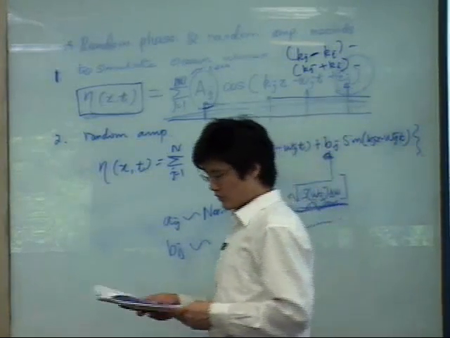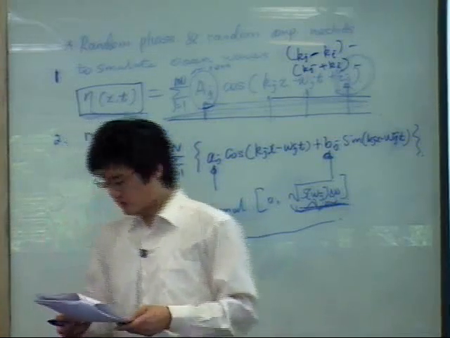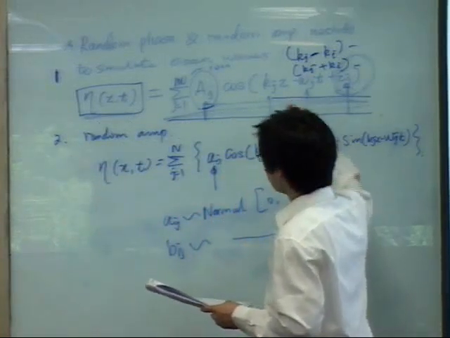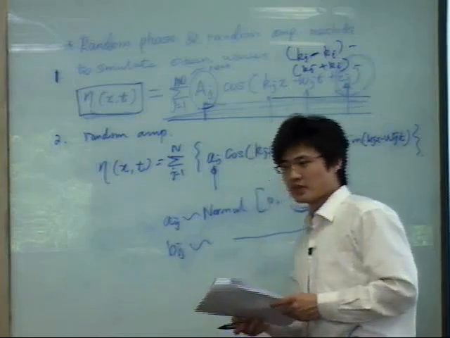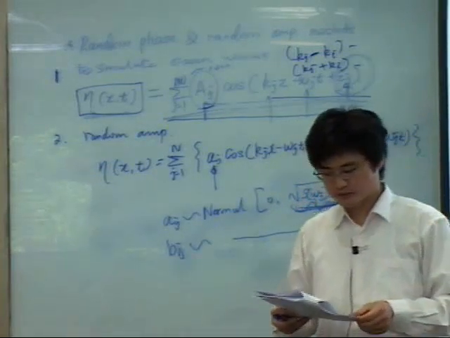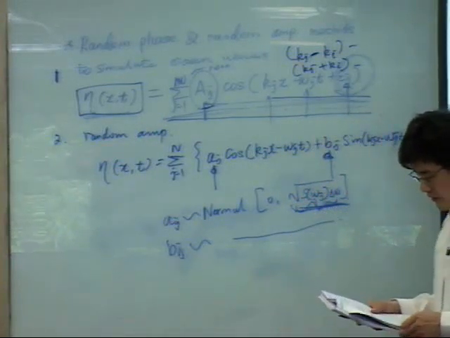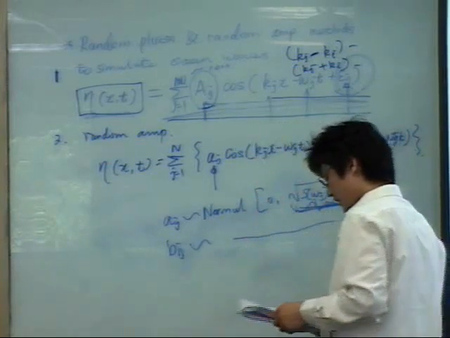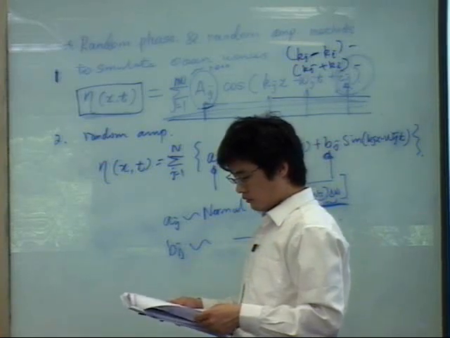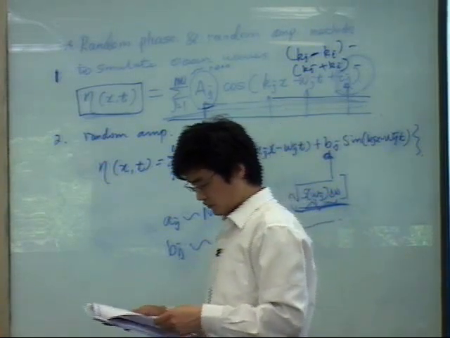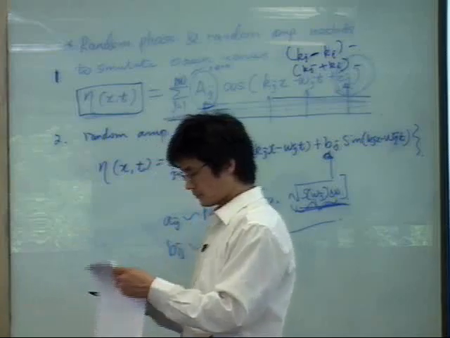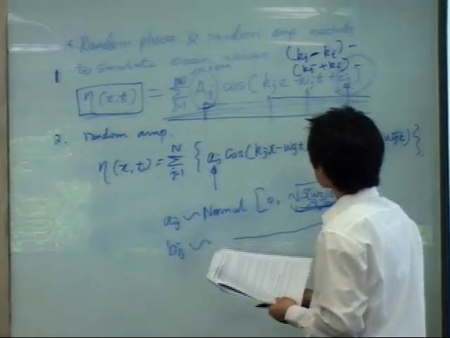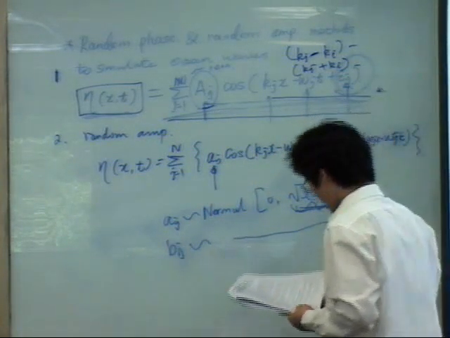So reality shows if we have enough components for these two methods, we have similar results in terms of the wave number, the wave frequency spectra, and the generated wave distribution. Personally, I like this one better.